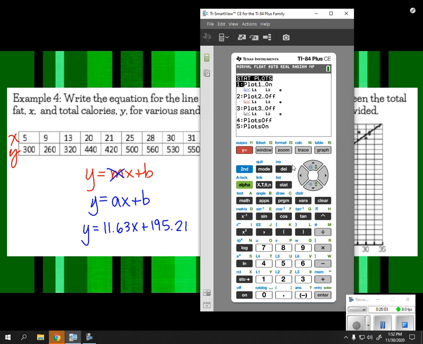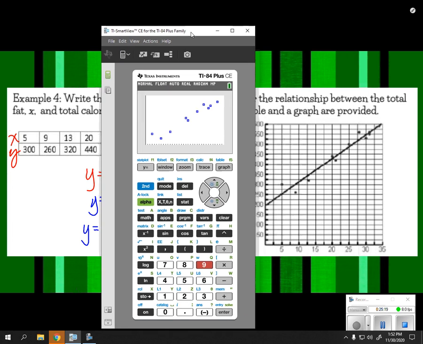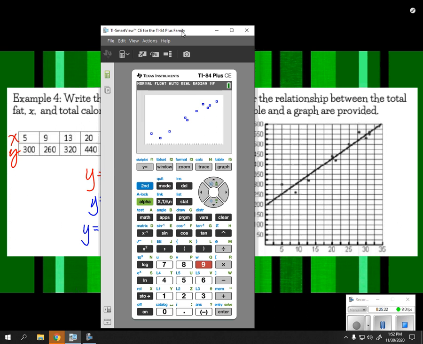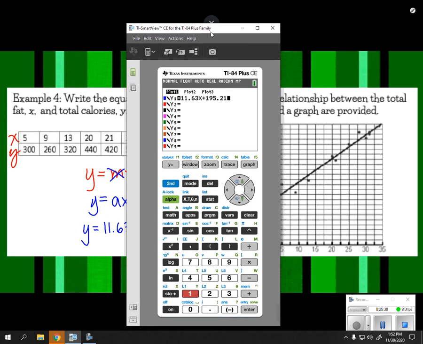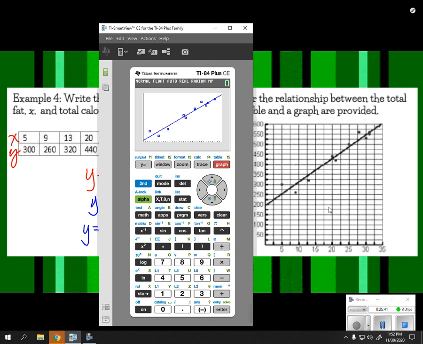All right, so what I'm going to now do is show you how to get the scatter plot, and we're going to hit zoom 9. If I hit zoom, and then 9 is zoom stat. So what it does is it's going to zoom in to where the table is set. And there is our scatter plot, which is very similar to what we have here. If I go to y equals and type in 11.63x plus 195.21, then graph it, I have a picture very, very similar to what I have over here in my picture of my graph.